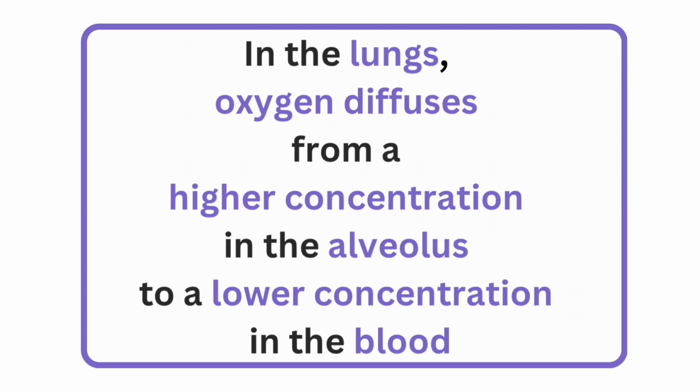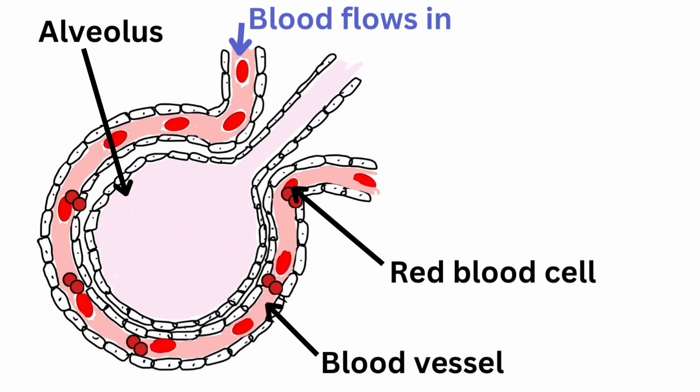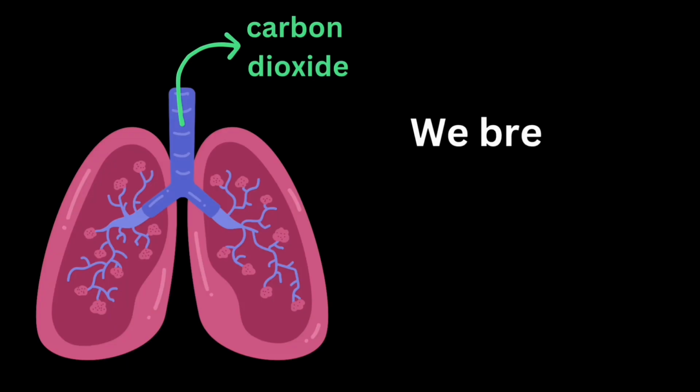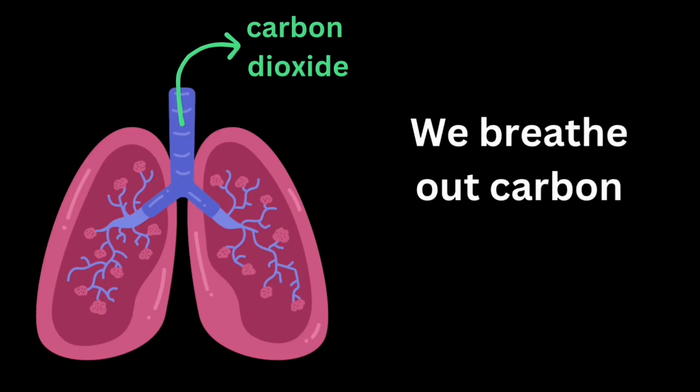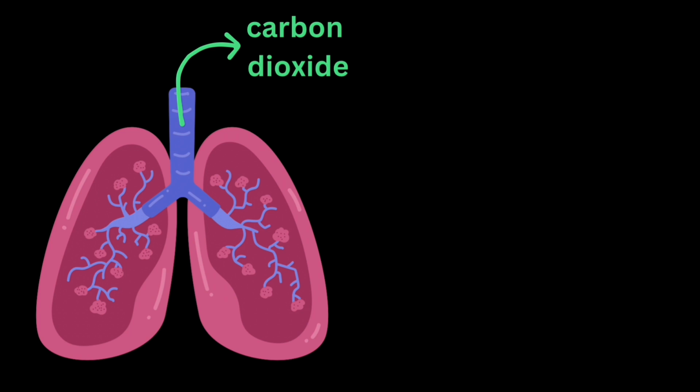And if you want to, you can pause the video now so that you can write that down and learn it. And as it diffuses, the blood carries the oxygen off so that it can be taken to where it's needed around the body. Before we finish this video, it is important that we just mention that as well as breathing in oxygen, our bodies also breathe out carbon dioxide. And if you've watched the video about mitochondria, you'll understand why.